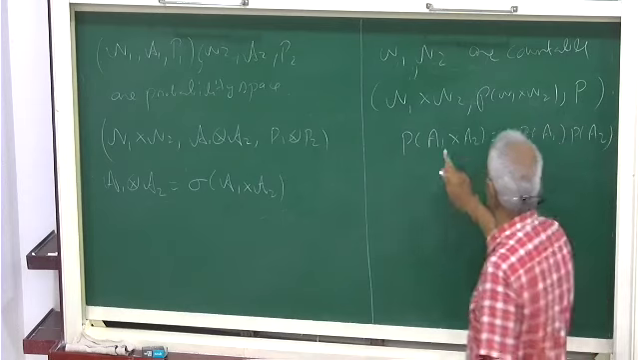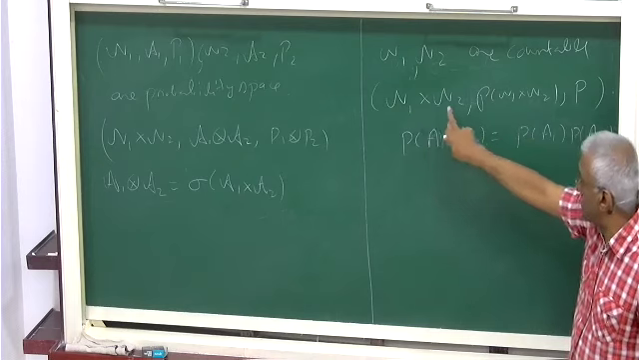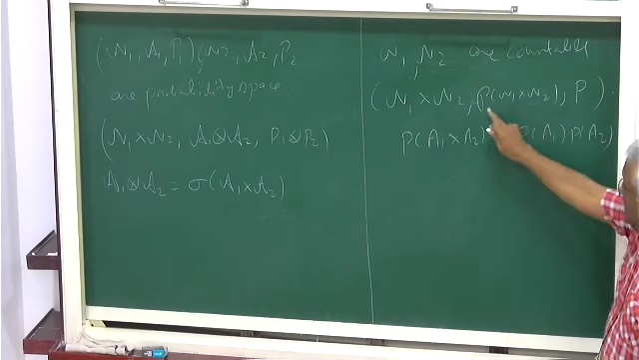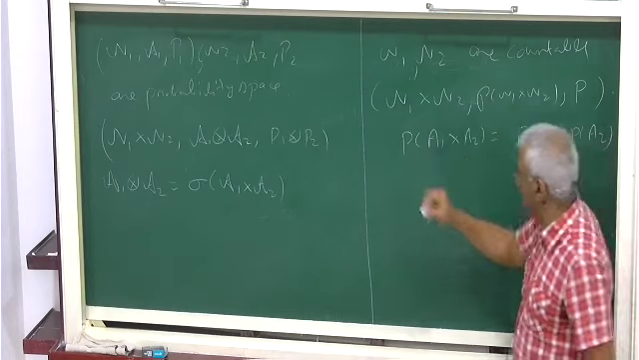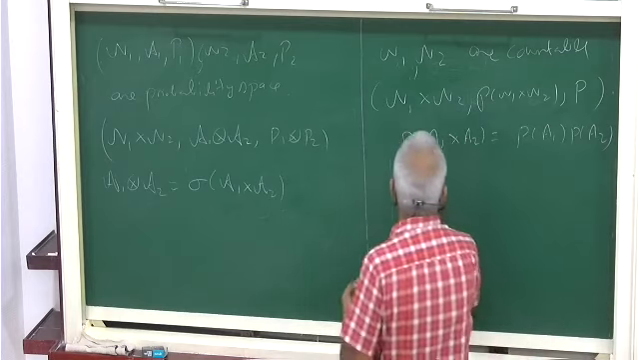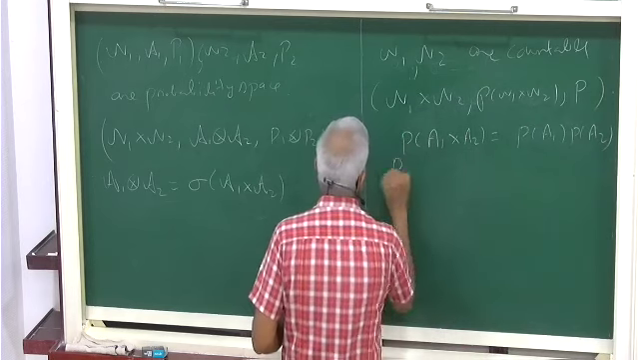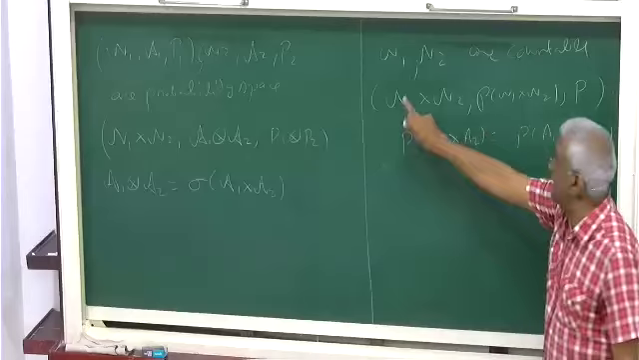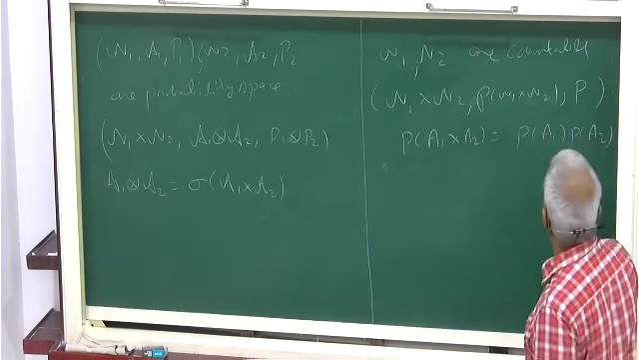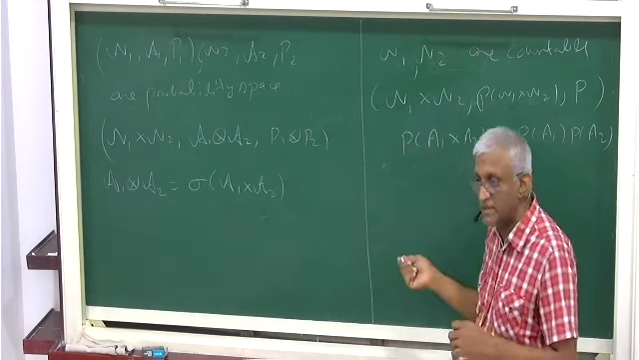It's enough to define this on A1 cross A2, because omega 1 is countable, omega 2 is countable, so this cross product is also countable. So it's enough to define the point mass, right? You define P of any A. This probability here is given by the point mass, right? A1 has to be a subset of omega 1. But any subset you can do this.